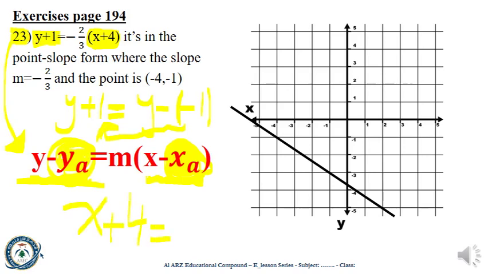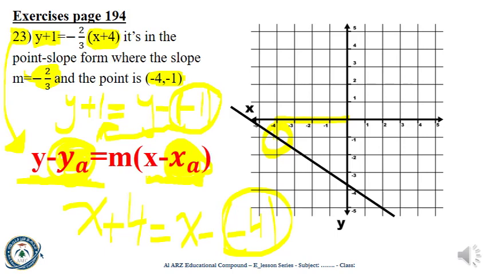And for x, it's x plus 4. So we're going to do x minus minus 4. So my point is minus 4, minus 1, right? So here I am counting 4 steps to the left, 1, 2, 3, 4, and then 1 step downwards because the point is minus 4, minus 1. So I'm reaching this point, and then using the slope, which is in this case minus 2 over 3, I'm counting how many steps to the left or to the right.